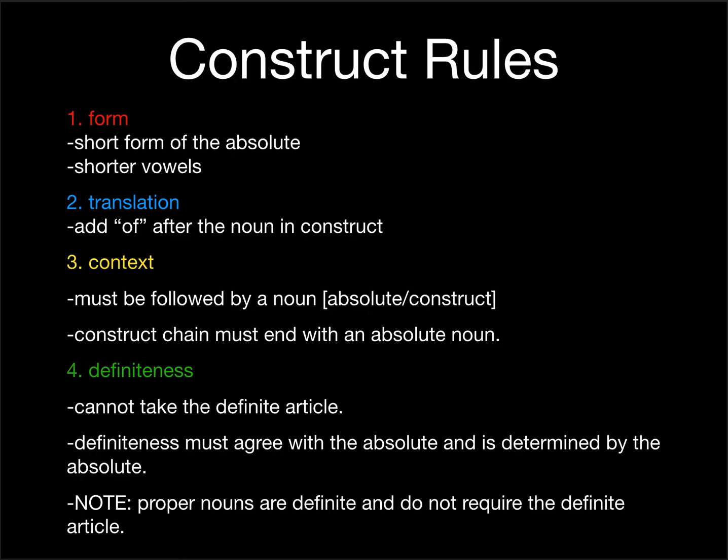Definiteness is determined by the absolute. In other words, if we have a noun in construct, we need to look at the end and find the absolute. If the absolute is indefinite, the construct is also indefinite. If the absolute is definite and has the definite article, then the construct, though it does not have the definite article, is also definite.